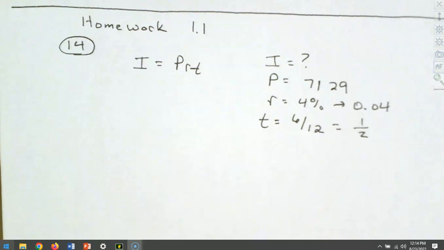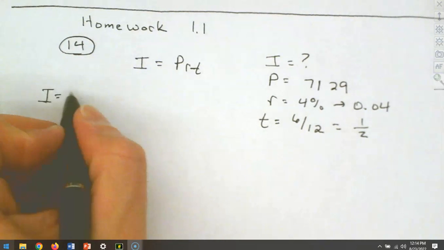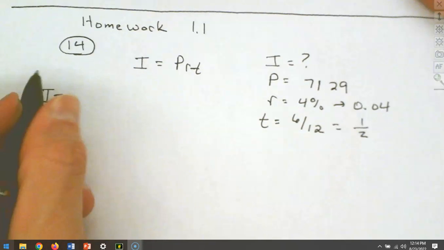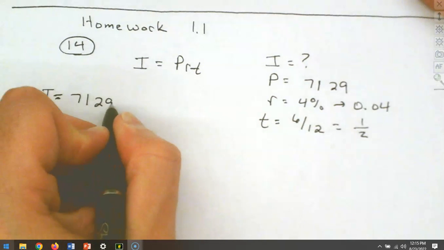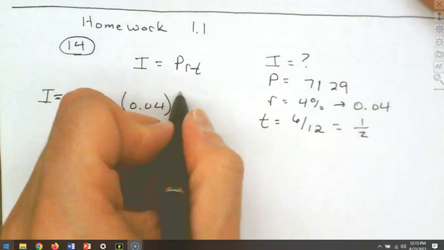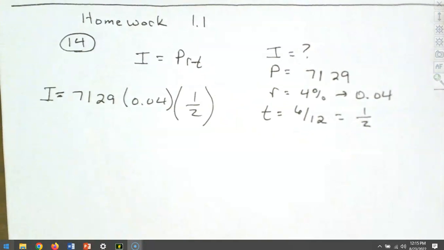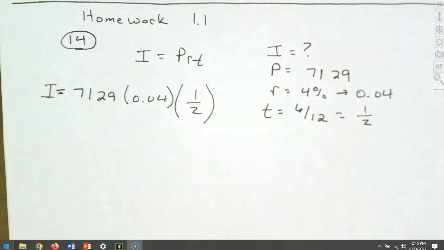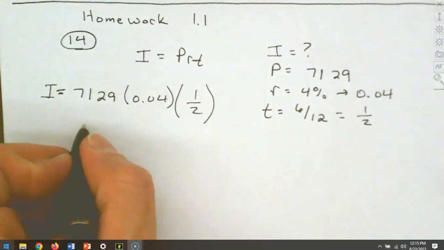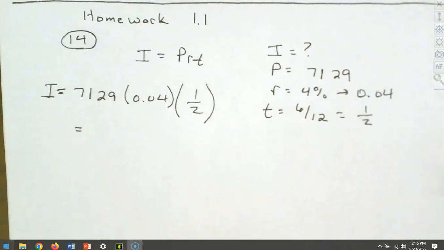Now we're going to plug these numbers into our formula and multiply them through. So I equals 7,129, that's our principal, times the 0.04 times a half. And you can use 0.5 or you can just leave it as a half. Doesn't matter. We'll just keep it as a fraction. And what I'm going to do now is multiply, and I divide at the end. That way you don't have as much round off. So the last thing I'm going to do is divide.